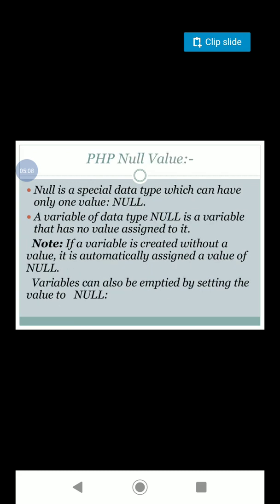PHP also has a special data type called null, which stores only one value, called null. Suppose a variable is assigned with a value null, then when it is used in an expression, depending upon the context, the value will be coerced to that type. Suppose I say $C is equal to $A plus $B, and A is given as null, then you have to treat it that that particular variable does not have a value. It is automatically assigned a value null.